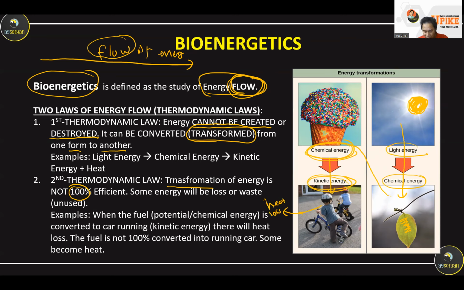Maybe an easy example is when you put fuel in the car, and this fuel can be used to run the car. However, remember, when the car runs, it's not 100% of this fuel that will be used for running the car. Some of it becomes heat. You know, the engine becomes very, very hot. This is the second law of thermodynamics, which is that the transformation of energy is not 100% efficient.